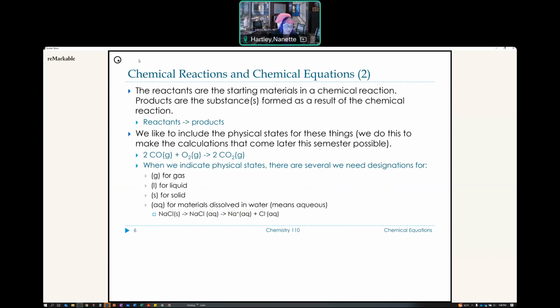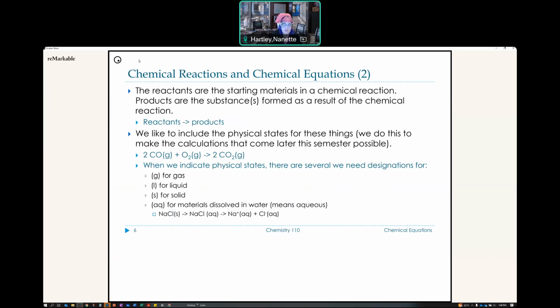But that's what we're talking about when we talk about that. So these are states that will include, so 2CO gas plus O2 gas goes to 2CO2 gas. Okay. Now, is it mandatory that we do that at this point? No, it absolutely is not. Am I going to grade on that? Absolutely not.